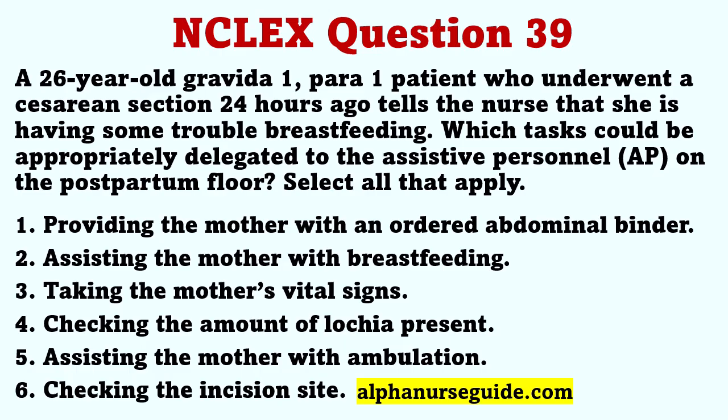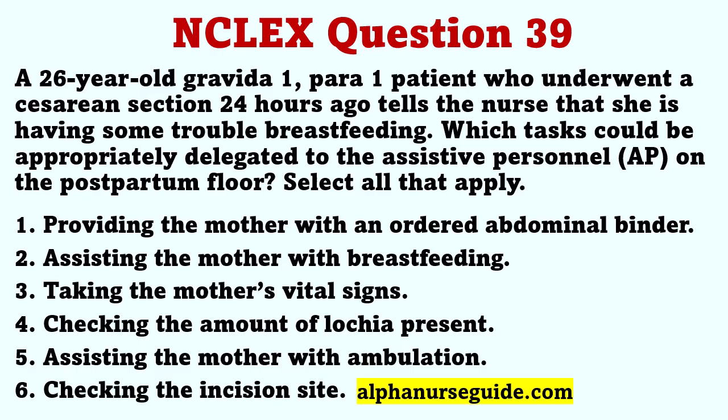The correct answers are 1. Providing the mother with an ordered abdominal binder, 3. Taking the mother's vital signs, and 5. Assisting the mother with ambulation. The AP could provide an abdominal binder, measure the vital signs of the patient, and assist her to ambulate.